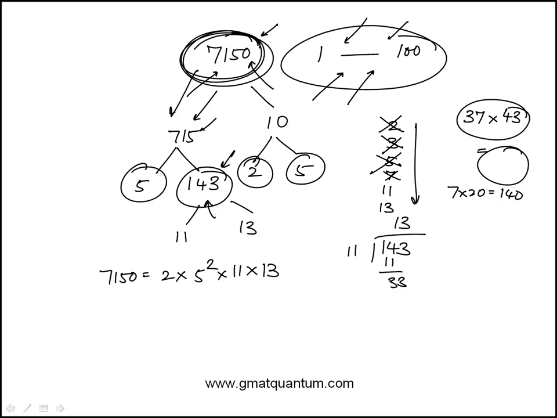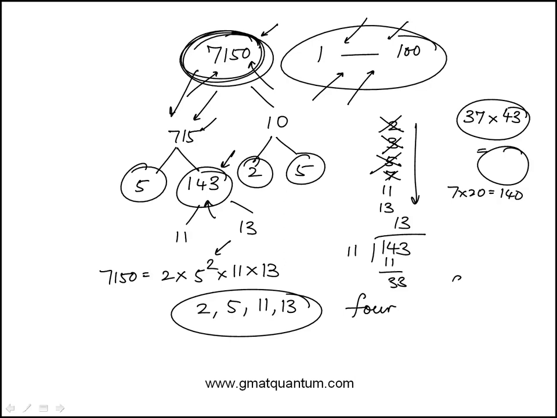And they're asking how many of the prime numbers between 1 and 100 are factors of 7150. So those primes are 2, 5, 11, and 13. Only 4. You'll see that even though the 5 appears twice, it's counted as 1. And I think that's why the 5 is the trap. So the answer is 4 of the prime numbers between 1 and 100 are factors of 7150, which is answer choice D.